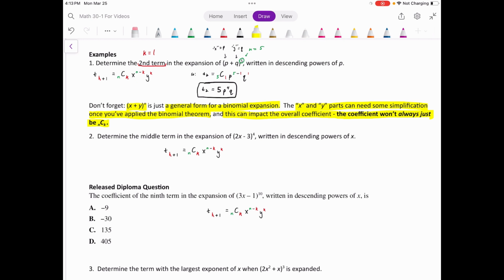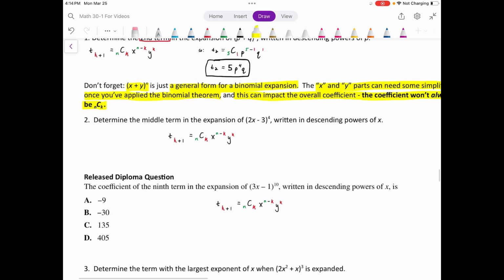If you're asked to find the coefficient, it will contain n choose k, but if there's more going on like there is here, you'll see that the coefficient is actually going to involve that stuff as well. Easier to just see it. So let's try this one out and I'll show you what I mean. So we want to determine the middle term in the expansion of (2x - 3)^4, written in descending powers of x.